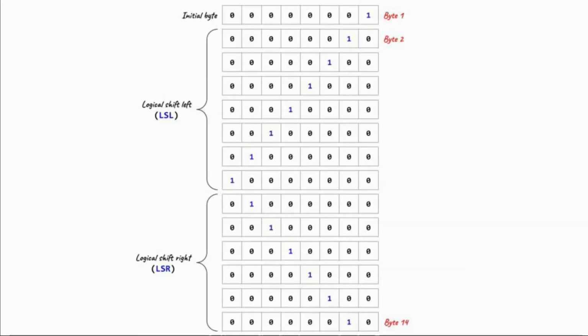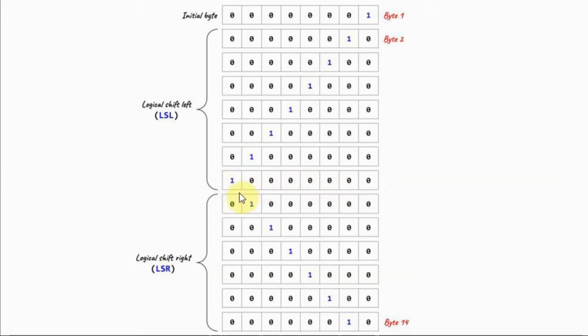To get the Knight Rider effect, we need to store these 14 bytes in the EEPROM, starting with byte 1, which is the initial byte, which has this value. We store this in the EEPROM, and then we apply logical shift left by using instruction LSL to the byte, and then we store this in EEPROM, and we continue shifting and storing the bytes until we reach this value here.